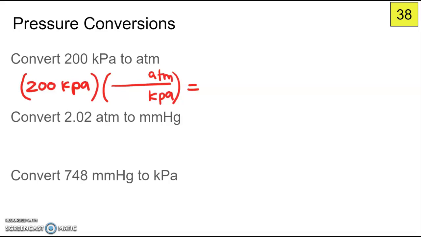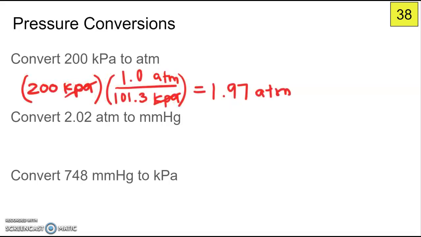Now I can look at my equivalencies and plug in some numbers. The number next to kilopascals is 101.3. I know that you wrote down 101.325, but it's okay to shorten it to 101.3. The number next to ATM is 1. To solve, my kilopascals units cancel out. I'm left with units in ATM, which means my answer will come out in ATM. When I solve, I take 200, multiply by what's on the top of the next fraction, and divide by what's on the bottom. So in my calculator, I would plug in 200 times 1 divided by 101.3. I will get an answer of 1.97 ATM.